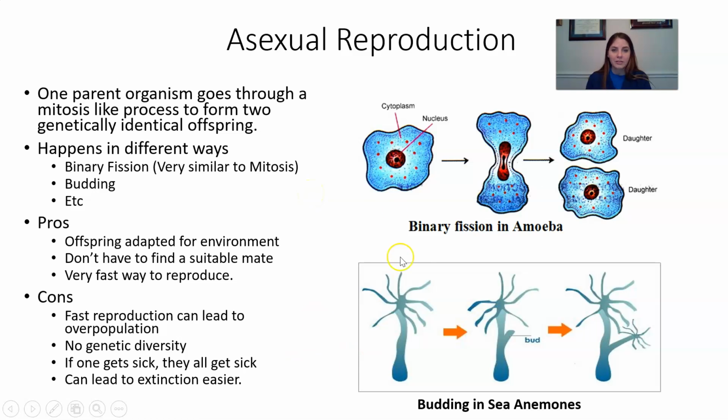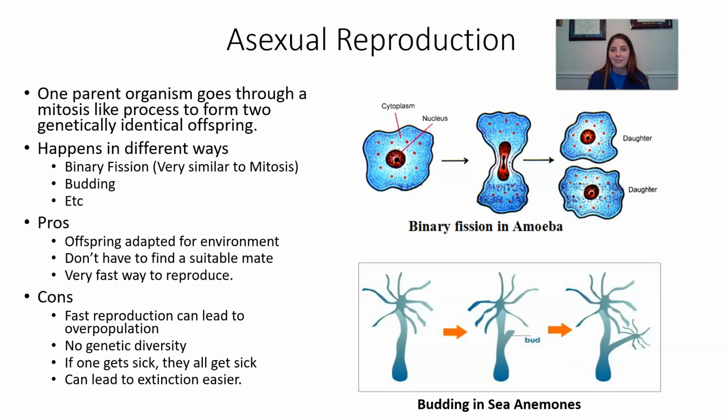Now, we also have a process called budding, which is basically when an organism buds off into a new organism, such as you see in this sea anemone. So obviously, there's pros and cons of asexual reproduction. One of the pros is that it does occur pretty rapidly, so those organisms are able to reproduce at a very rapid pace. Those offspring are typically adapted for the environment in which they come into existence, and they don't have to find a suitable mate and expend energy in doing so.